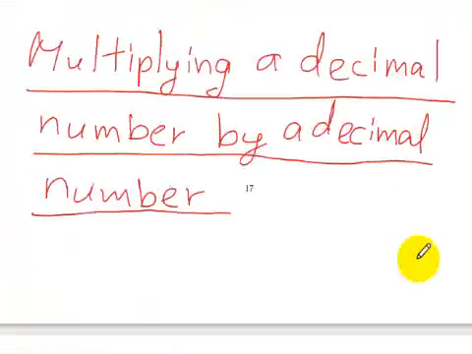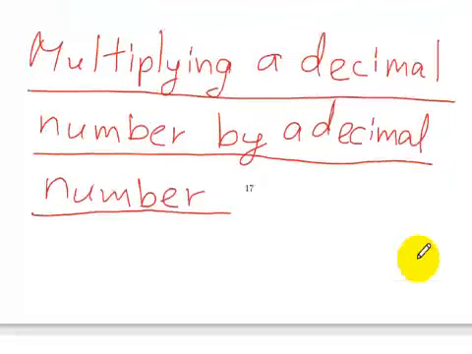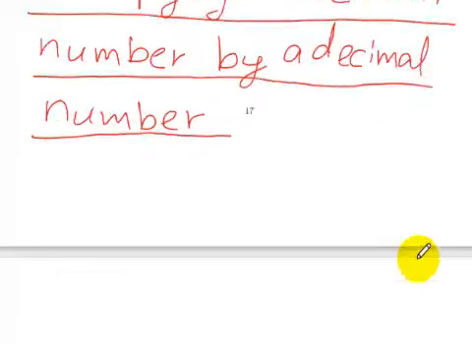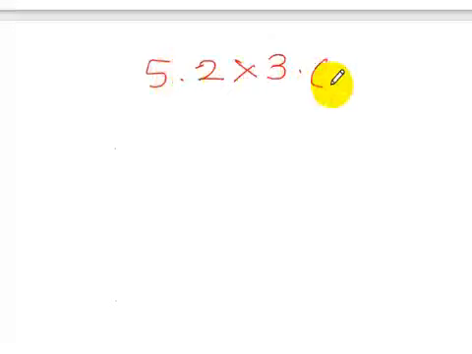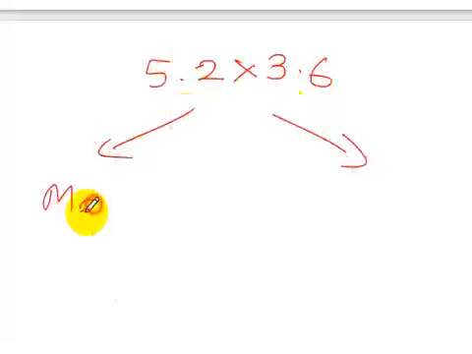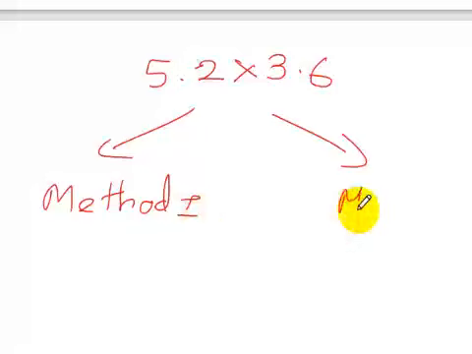Multiplying a decimal number by a decimal number. This type of problem also you can solve using two methods. I will give you a question: 5.2 into 3.6. Here both values are decimals, so you can use the two methods which we learned in the previous part.